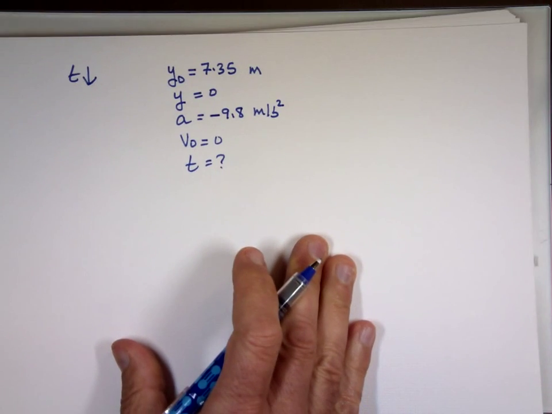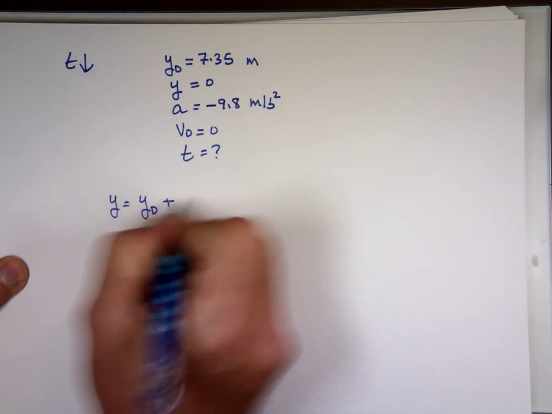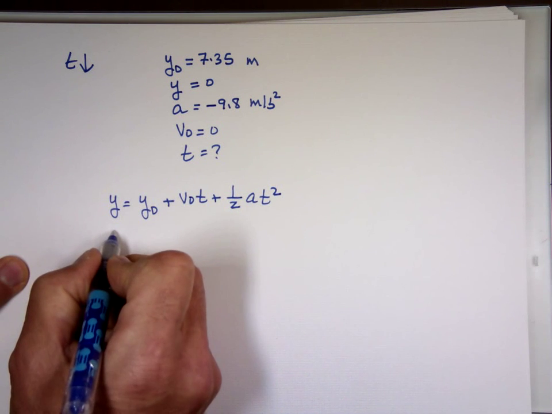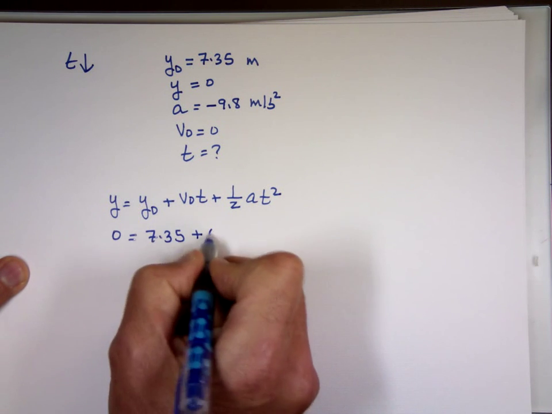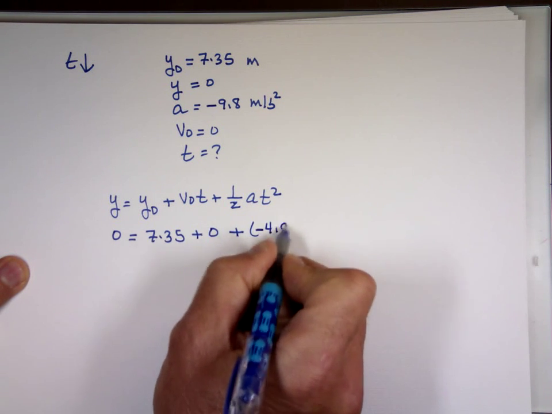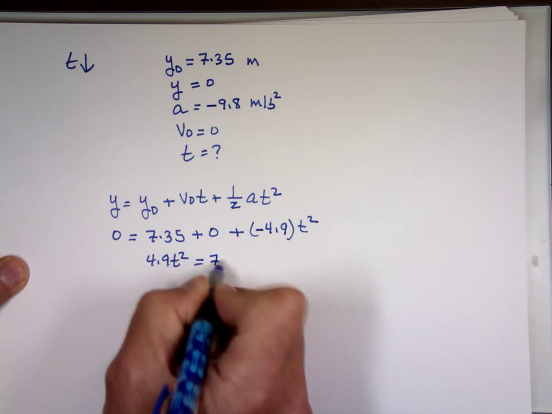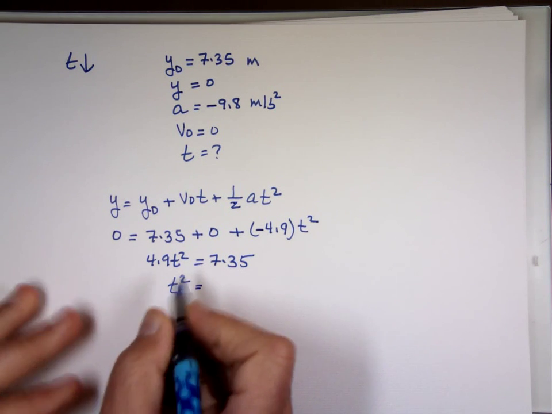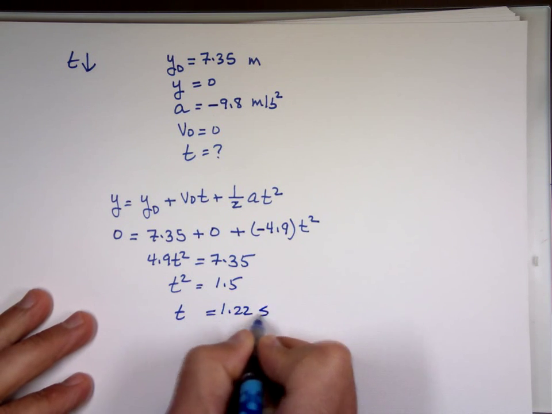And the equation I'm going to be using here is y equals y sub 0 plus v0 t plus 1/2 a t squared. V0 is 0, times anything is 0. 1/2 times negative 9.8, that's negative 4.9 t squared. So 4.9 t squared equals 7.35. T squared equals 1.5, or t will equal 1.22 seconds, the square root of that.